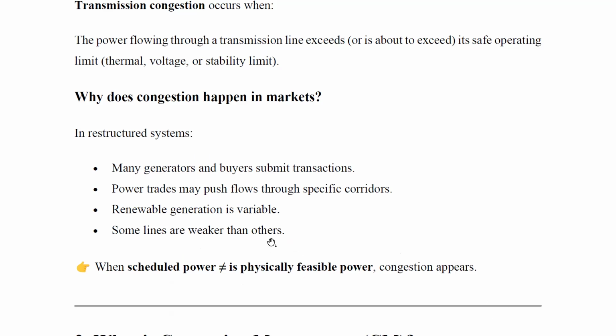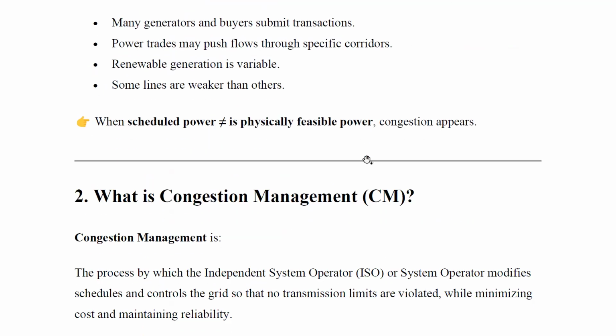Sometimes the generation from renewables suddenly rises, so the scheduled power is not equal to the physically feasible power in that transmission line. Sometimes it is exceeding. For example, instead of 100 megawatt, suddenly 120 megawatt is flowing in that particular transmission line. So automatically the congestion will appear.